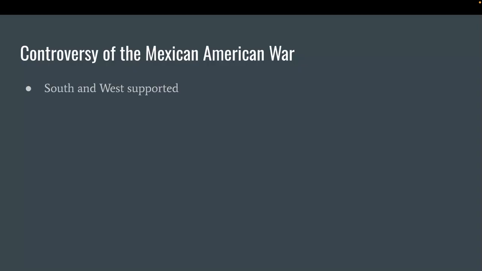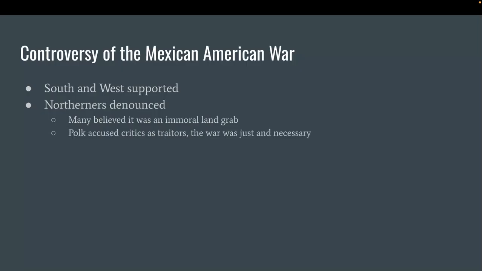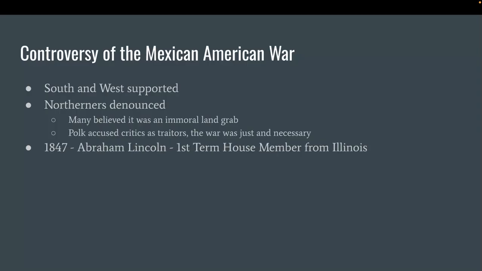But there is controversy. The South and the West strongly supported the Mexican-American War, mostly because they are going to get more lands that they can move and expand slavery into and expand agriculture into. Northerners denounced it. They believed it was an immoral land grab that Polk had kind of staged just so the United States could take control of Texas. Polk accused the critics of being traitors, and he said that it was justified and necessary to fight Mexico and protect the Americans in Texas.